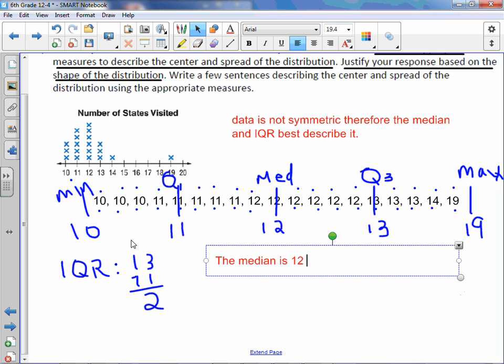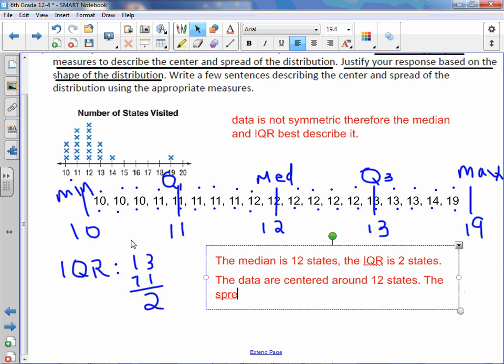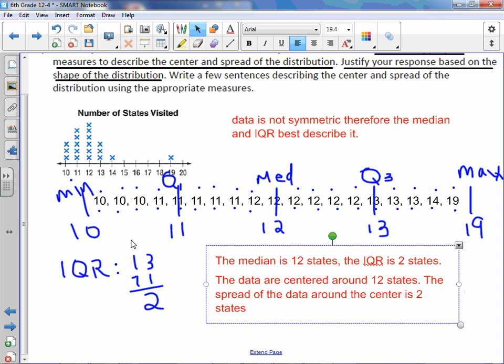The median is 12 states. The IQR is 2 states. And now let's describe it here. The data are centered around a median. Well, we don't have to say that. Are centered around 12 states. The spread of the data around the center is 2 states.